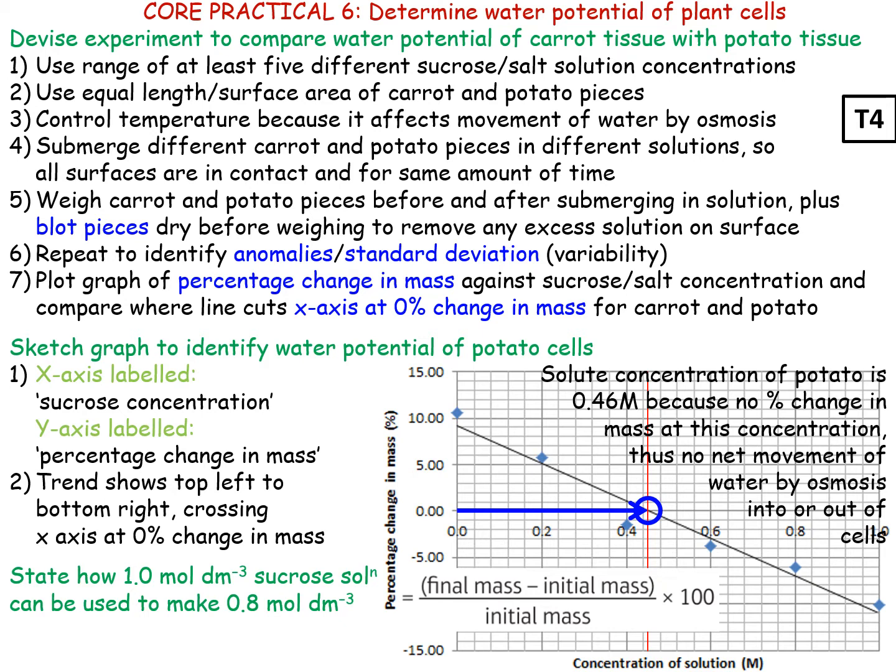State how 1 mole per decimeter cubed sucrose solution can be used to make 0.8 moles per decimeter cubed. Here you'd use an 8:2 ratio of sucrose and water, or simplified, that's a 4:1 ratio. So 4 parts of 1 molar decimeter cubed sucrose solution to 1 part distilled water.